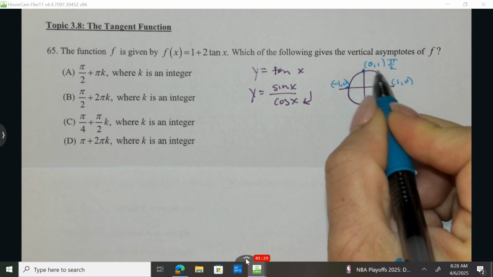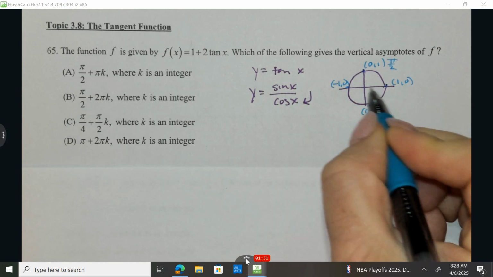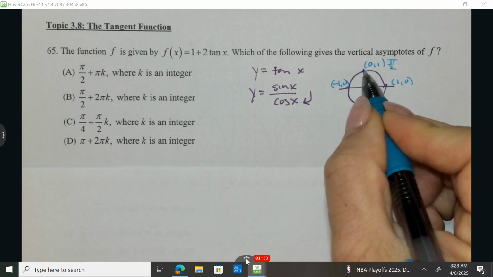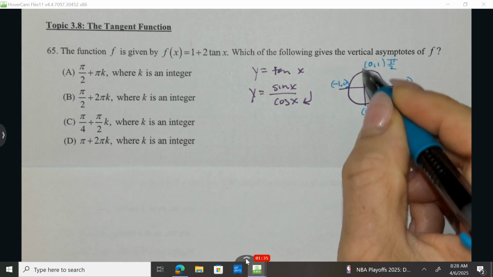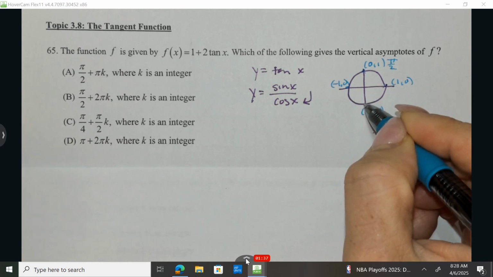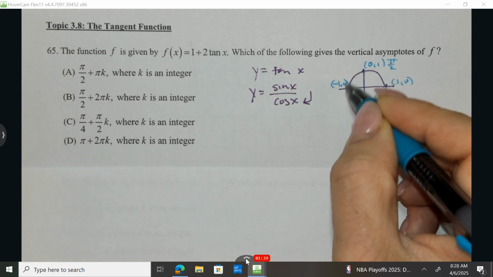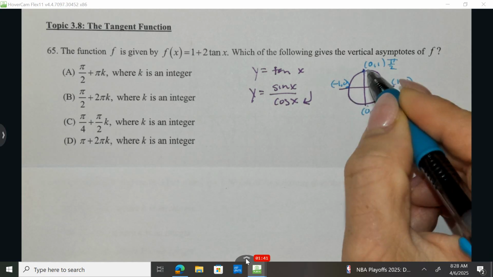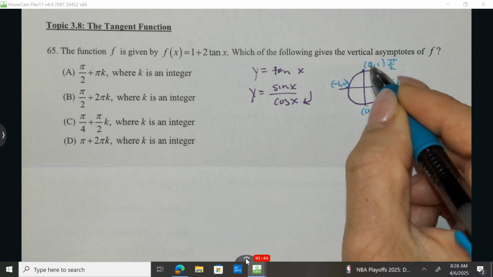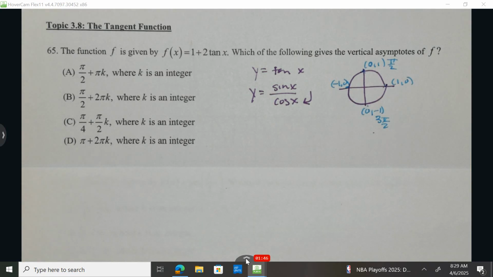So the first time we experience where the cosine is equal to 0 on the unit circle is at pi over 2, and then you're going to shift this 180 degrees, which is equivalent to pi. So every time we move a distance of pi around the unit circle, we hit another spot on the unit circle in which the cosine is equal to 0. So keep that in mind.